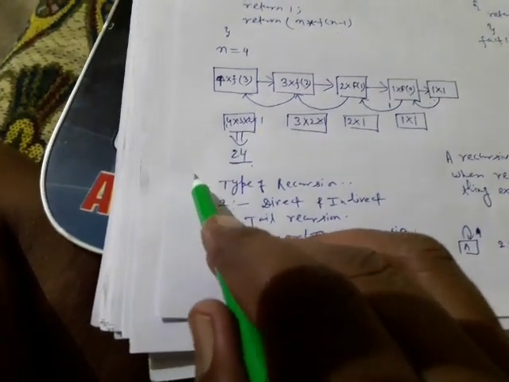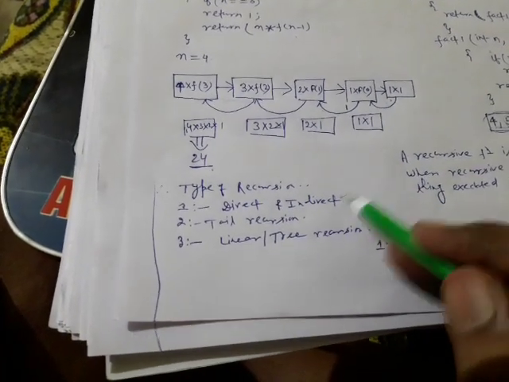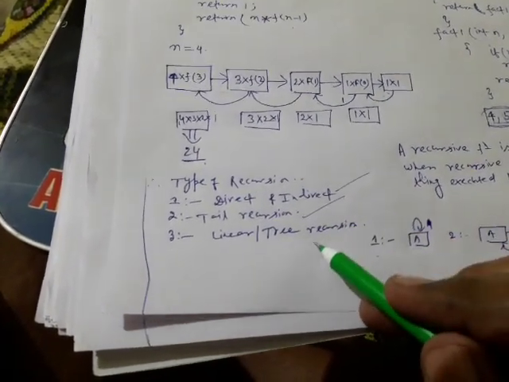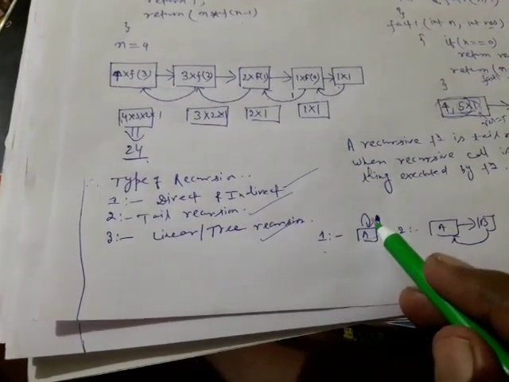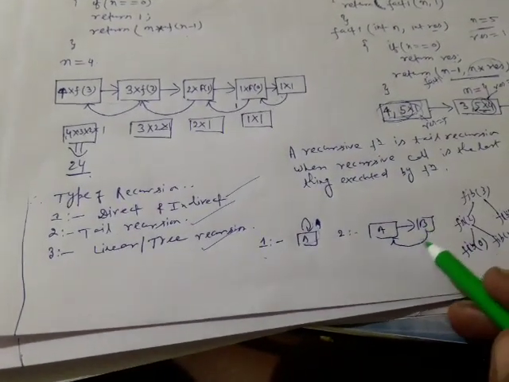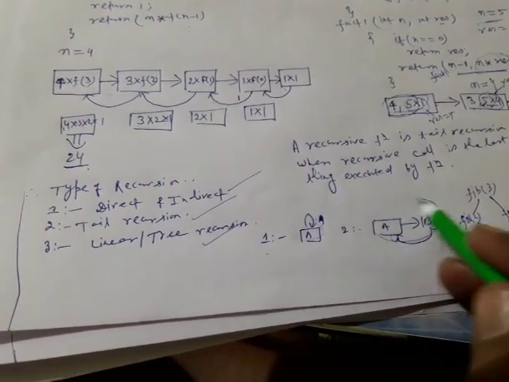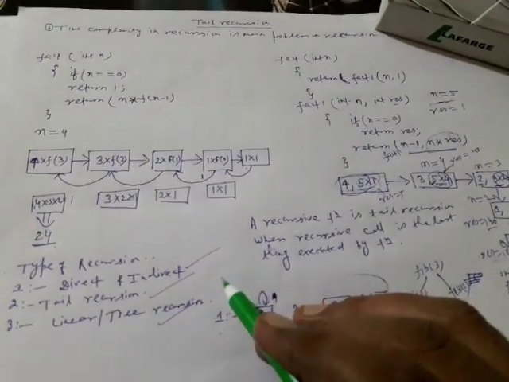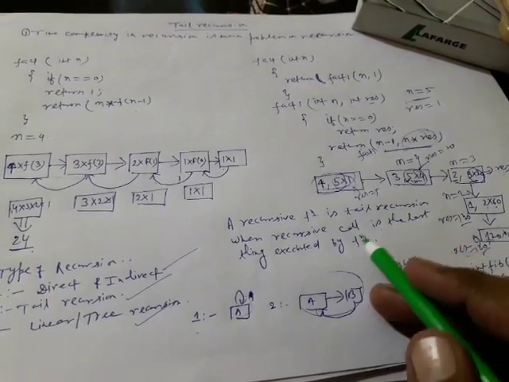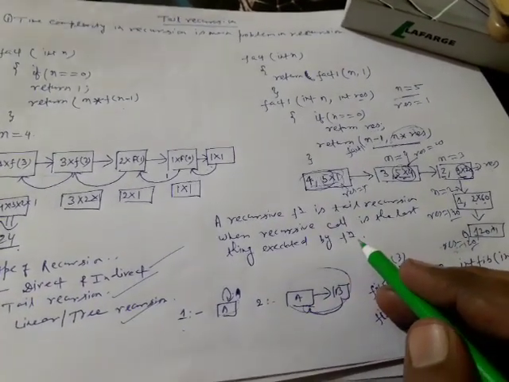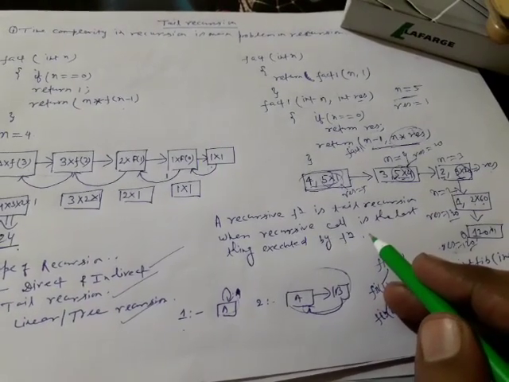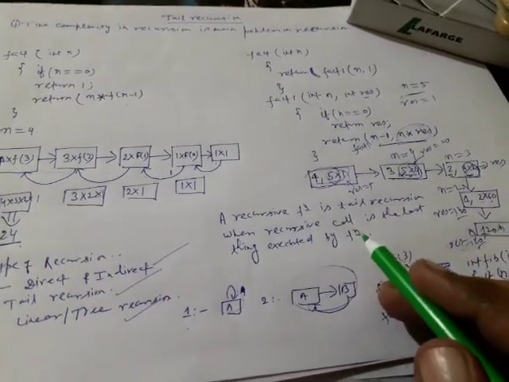Now you can go for the different types of recursion. You can see the types: direct, indirect, tail recursion, linear and tree recursion. When the function calls itself, you can say that it is direct. When A calls B and B calls A, this is indirect there. Tail recursion, I already mentioned, a recursive function is tail recursive when the recursive call is the last thing executed by the function. Means it does not do any pending work, as compared to non-tail recursive.